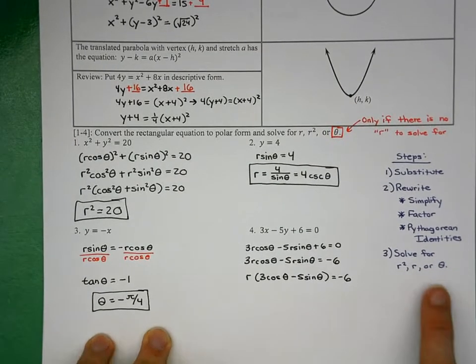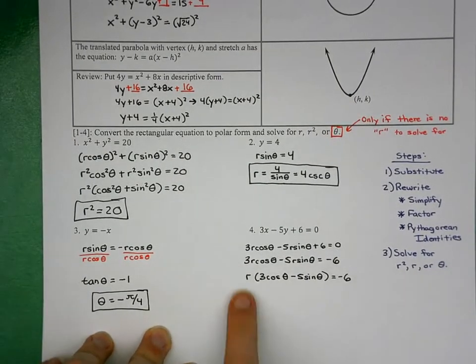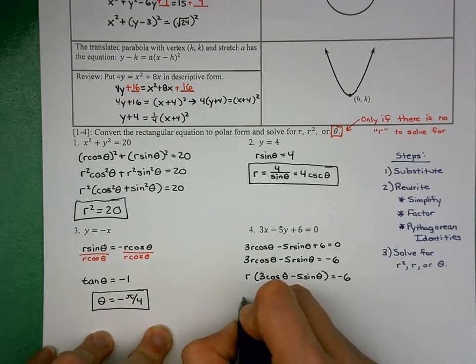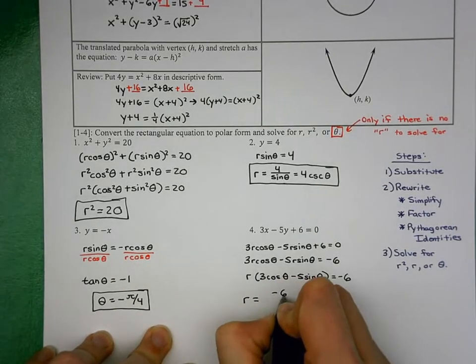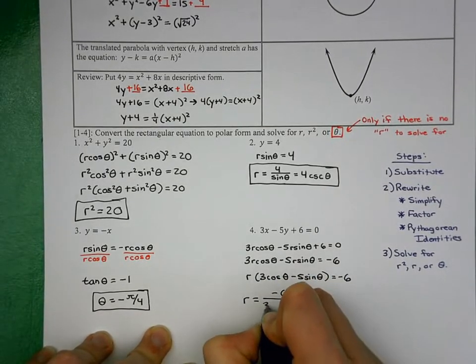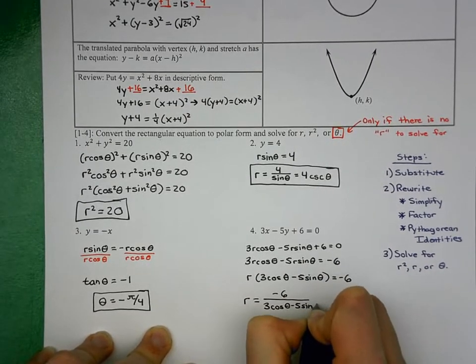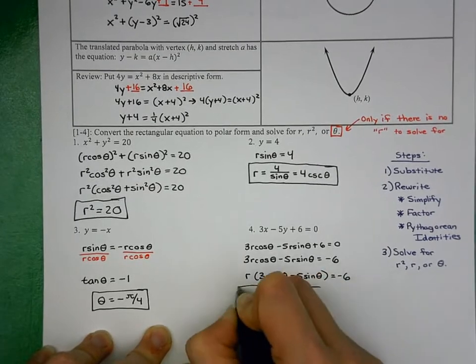In this case, it's going to be very easy to solve for r, because when 2 things are multiplied, how do you get rid of that other term? You divide it over, and so r equals -6 over 3 cosine theta minus 5 sine theta. Okay?